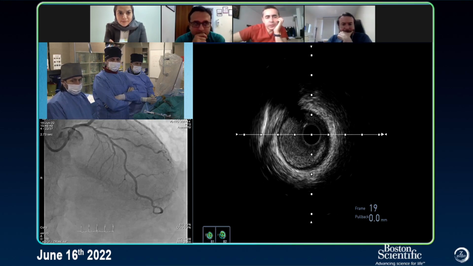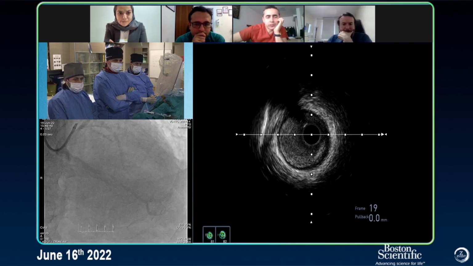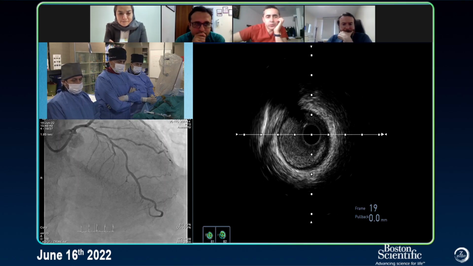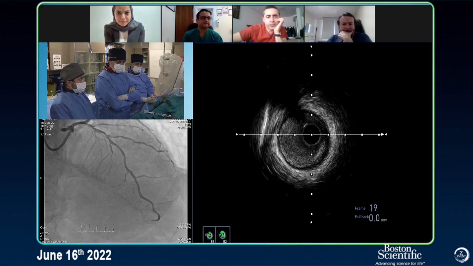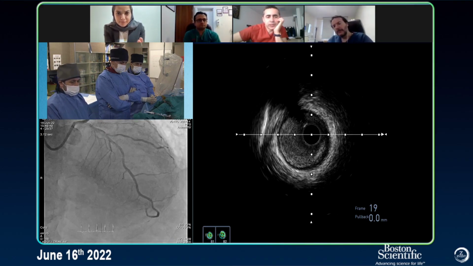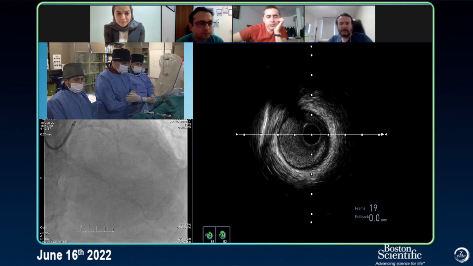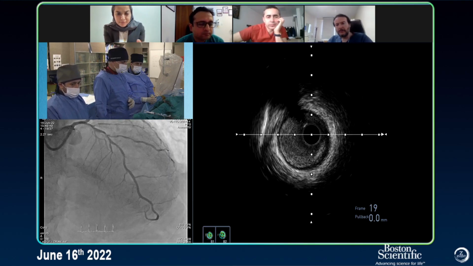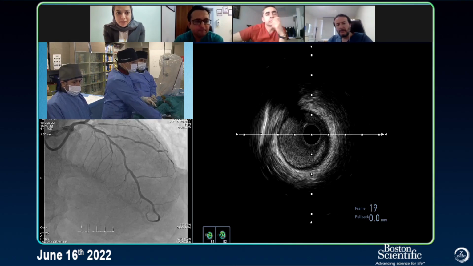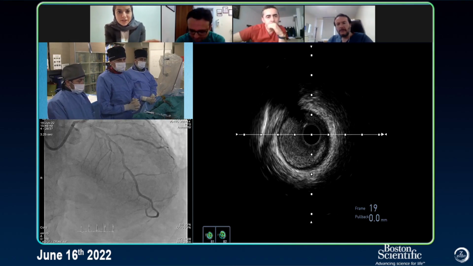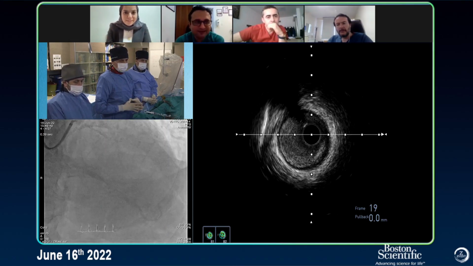Two options is reasonable. Maybe balloon technique for use at the circumflex ostial, to prevent the plaque shift. But crossover to the left main is a more reasonable technique. Yes. Dr. Assad, do you do a combination of atherectomy and rota?